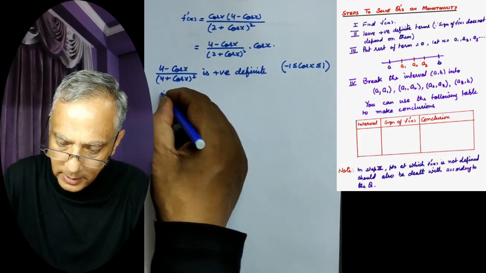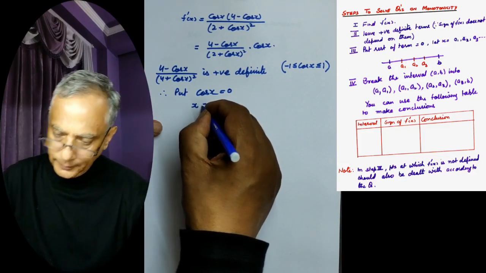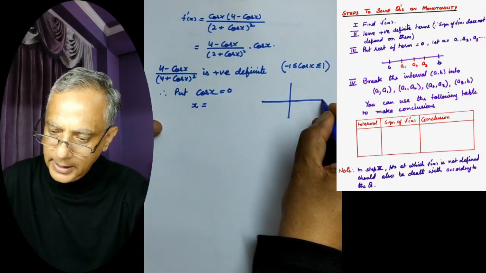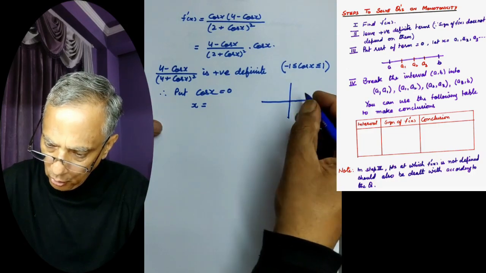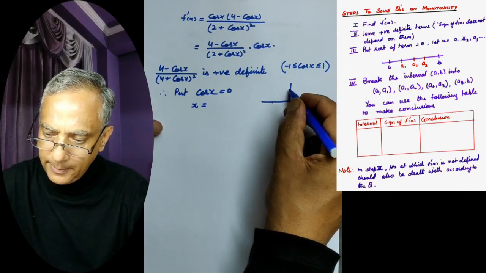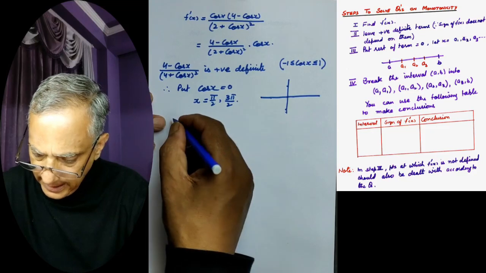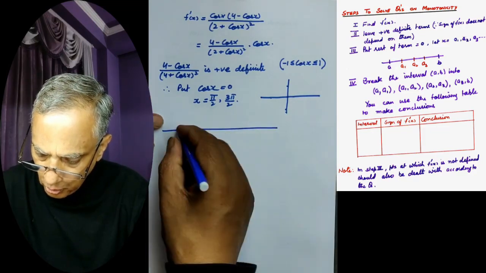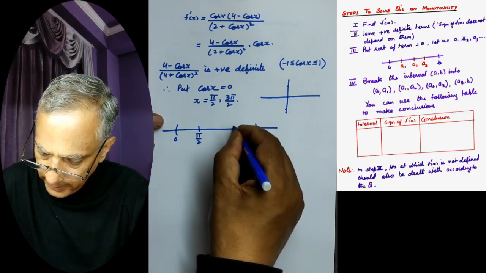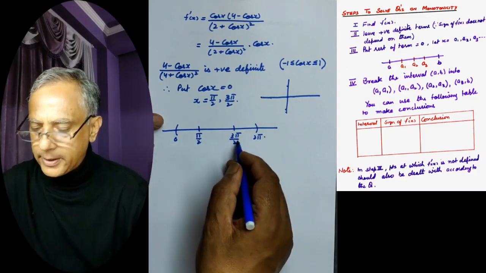And therefore put cos x equal to 0, and therefore x is equal to, now we will solve this question in 0 to 2 pi. So cos x is 0 on the vertical line, that is pi by 2, 3 pi by 2. This is pi by 2 and 3 pi by 2. We can break this interval 0 to 2 pi into, this is pi by 2, and this is 3 pi by 2. So this can be broken into 0 to pi by 2, pi by 2 to 3 pi by 2, and 3 pi by 2 to 2 pi.